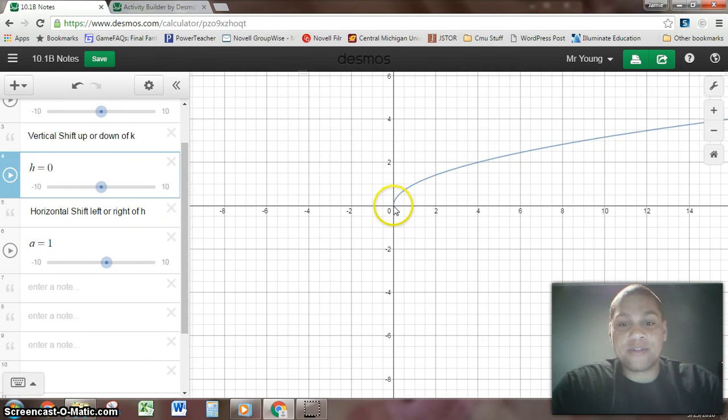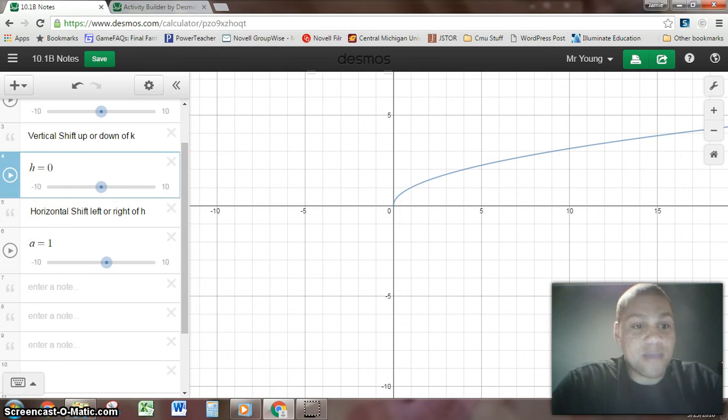All right, I'm going to zoom out a little bit so we can see this a little clearer. If A got bigger, so it was bigger than 1 in our previous chapter, chapter 9, we said that it was getting skinnier. Well, now it's going to work a little differently. We're going to use the word tall.